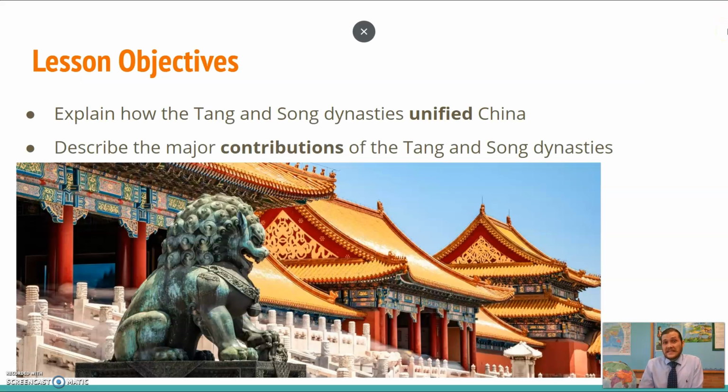So let's talk about these lesson objectives. We want to be able to explain how the Tang and Song dynasties unified China and to be able to describe the major contributions of both of those dynasties.